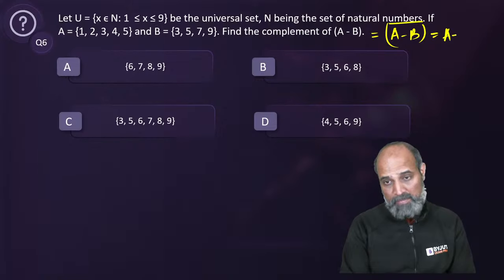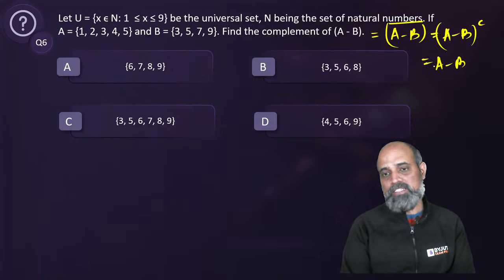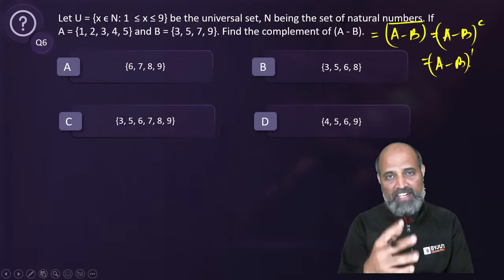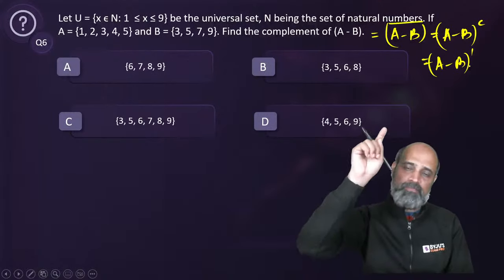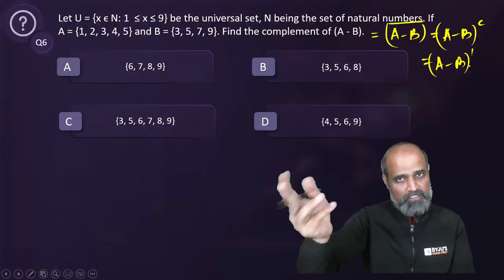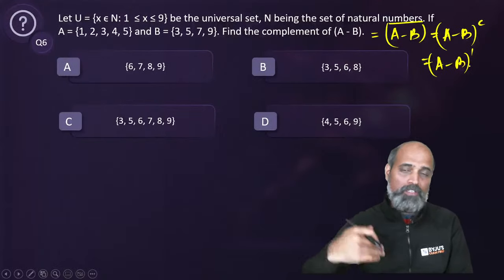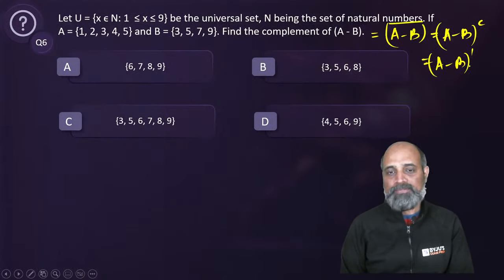This is also sometimes written as (A minus B) complement. So these are three different ways of writing down the same thing. You put a single inverted comma, that's complement. You put a small c, that's complement. You put a bar throughout above it, it's a complement.